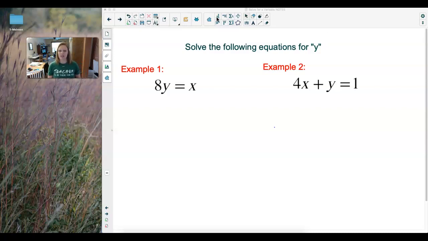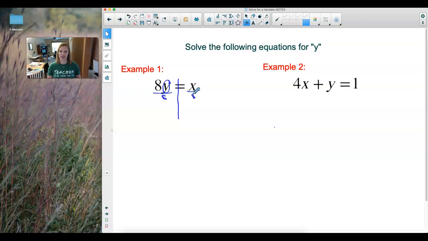Kind of like what we did yesterday, we can see that y is not by itself, okay? And we want to get this variable of y isolated. So I'm going to draw my line down the middle. In this case, I'm going to divide by 8. Divide by 8, and we end up with y equals x divided by 8. And that would be how we leave our answer.